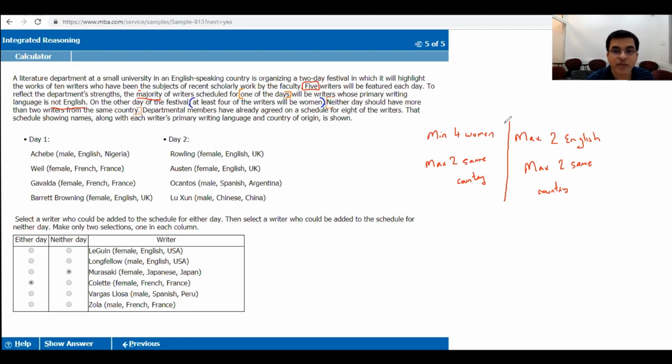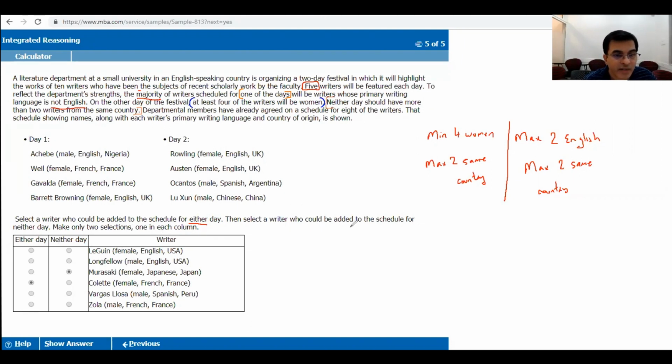Neither day, which means this applies to both, should have more than 2 from the same country. So this is an overlapping condition. And now they are saying 4 out of 5 have been identified for day 1 and day 2. One more member has to be added. Now look at the question. They're asking us, select a writer who could be added to the schedule for either day. Which means suppose we mark this person as the answer for either day. She's a lady. So you can send her here, you can send her here. Okay, that's what it means.